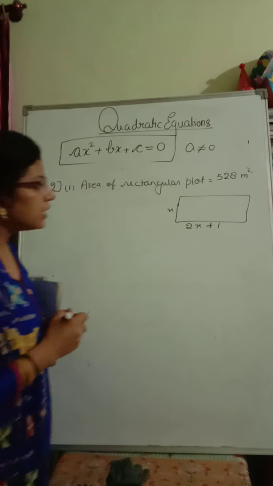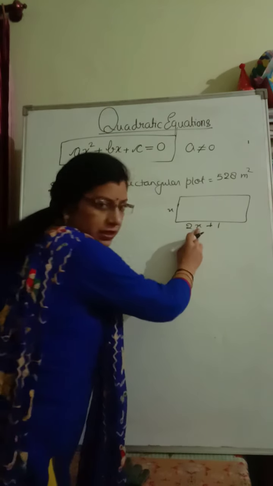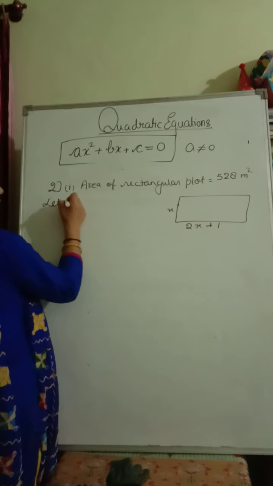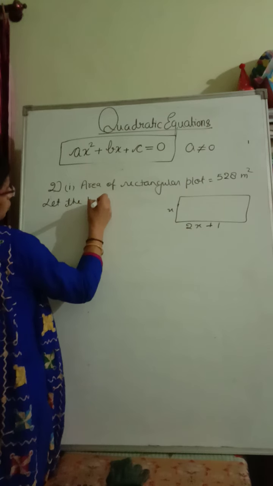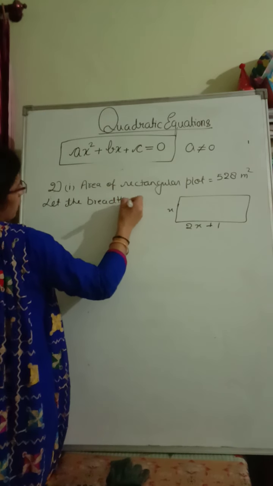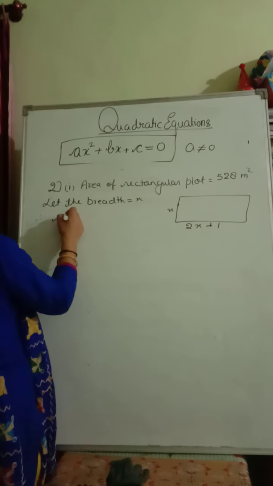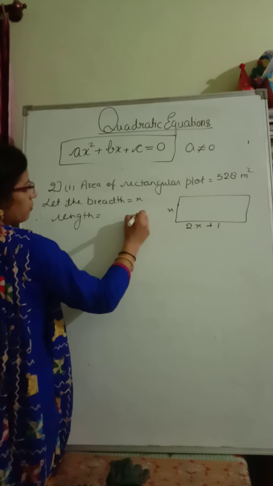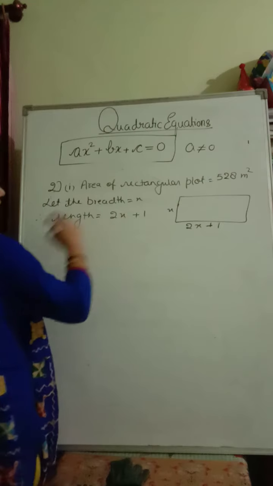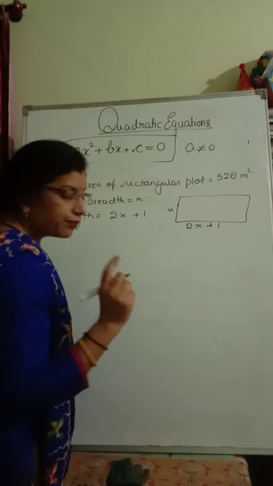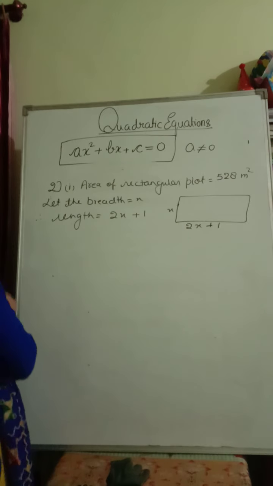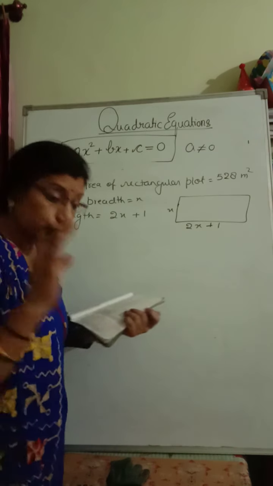तो जो length है is 1 more than twice its breadth. Twice its breadth की 1 more है. ठीक है. So हम क्या करेंगे? Let the breadth be equal to x. Therefore length is equal to 1 more than twice its breadth. So this is the length and breadth of the rectangular plot. We need to find the length and breadth of the plot.